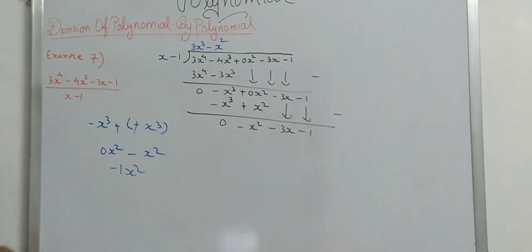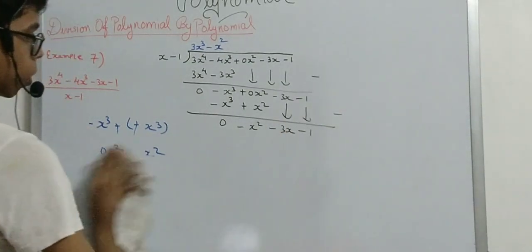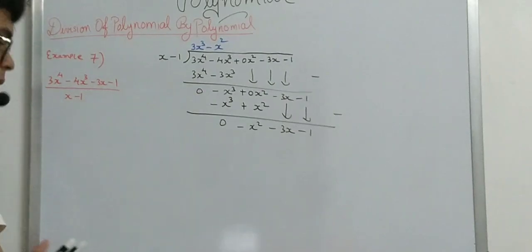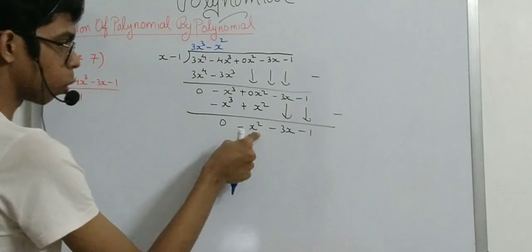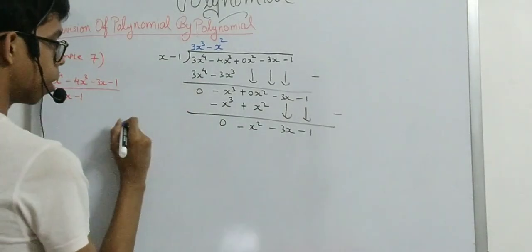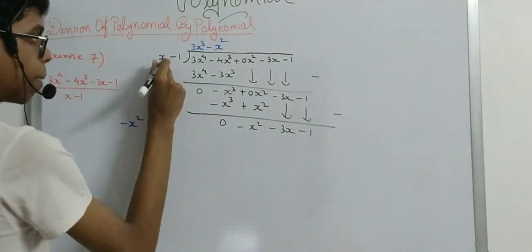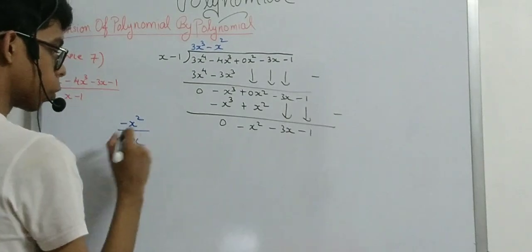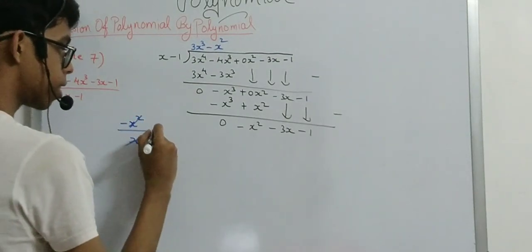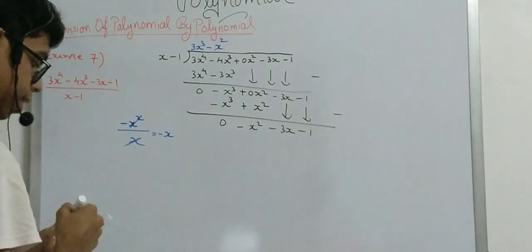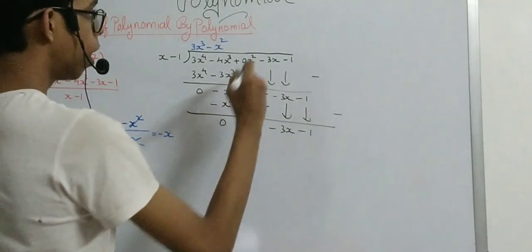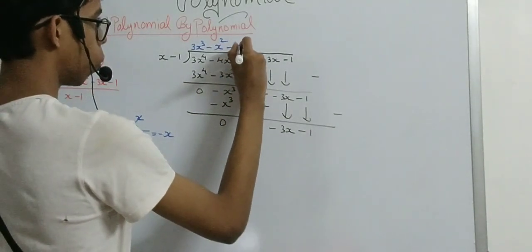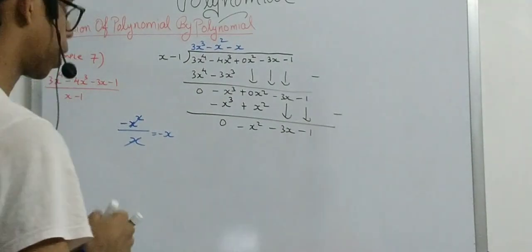Now once again what should we do? We have to continue the process because we have not got a simplified remainder. So again I should take the first term of the dividend, that is minus x square, and divide it with this x. So when I divide, this and this cancel, I will be getting minus x over here. So this minus x will be the third term of my quotient. Okay, I got minus x.